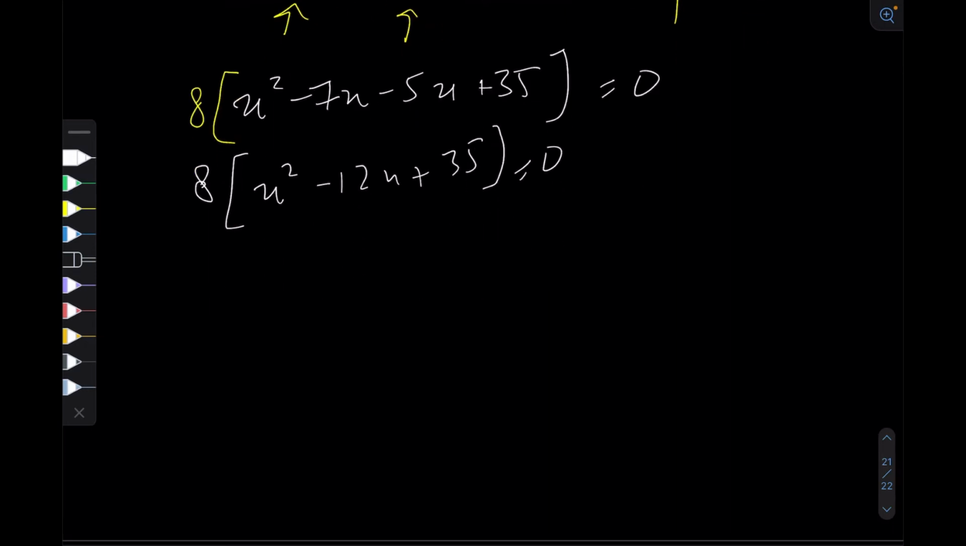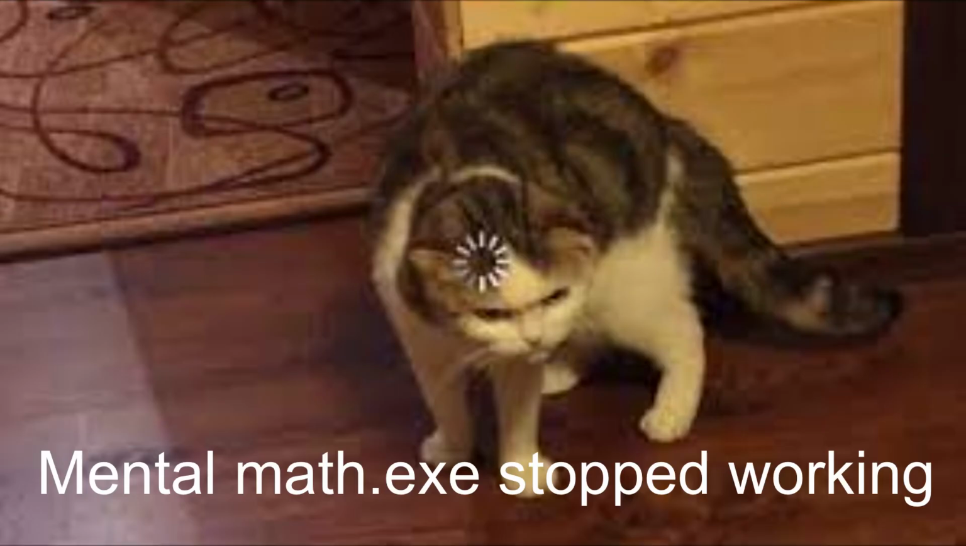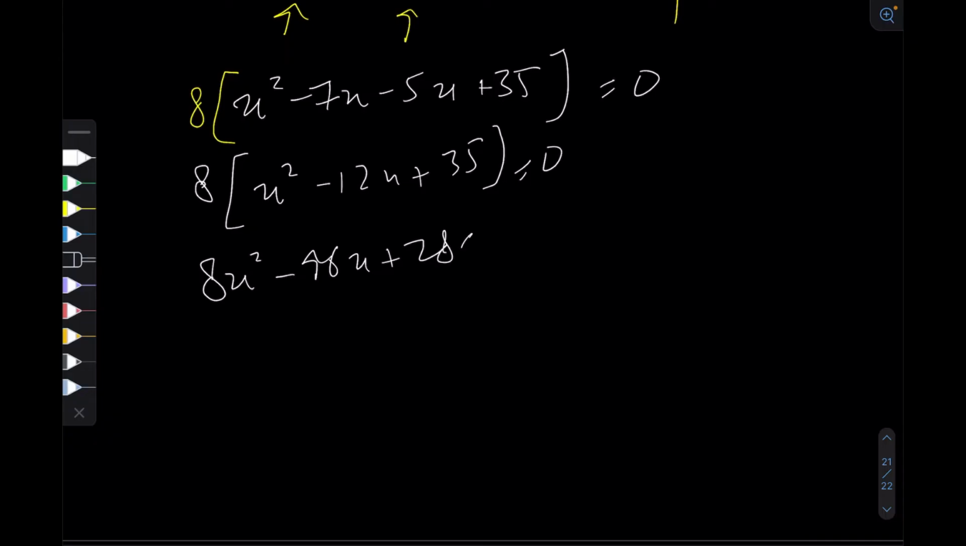Now, if my quadratic was not in the form that it has a 1 over here, if it's instead something like this, minus 80 plus 96x plus 280 equals 0. Right.